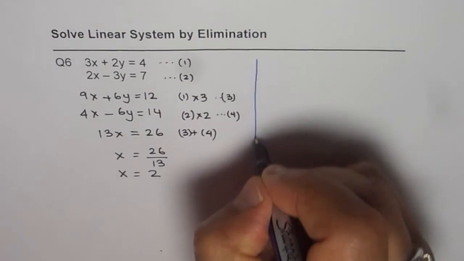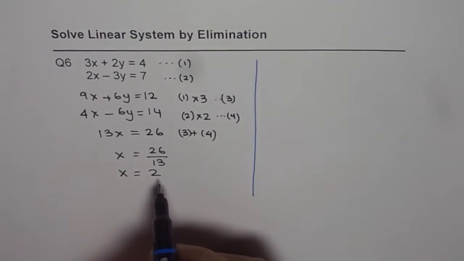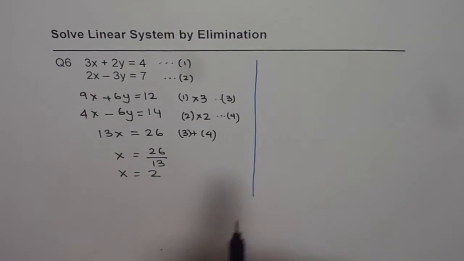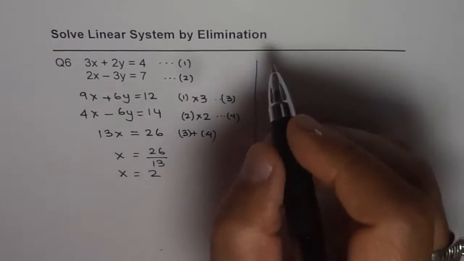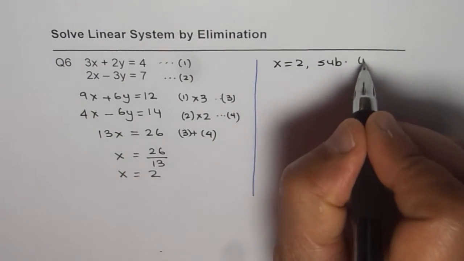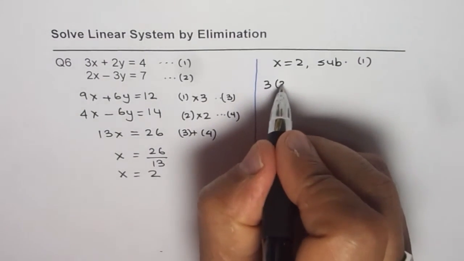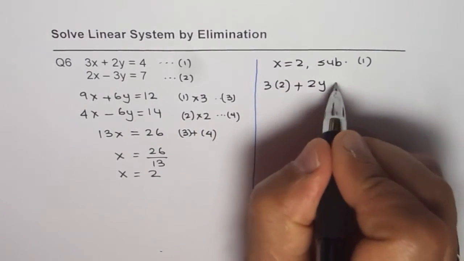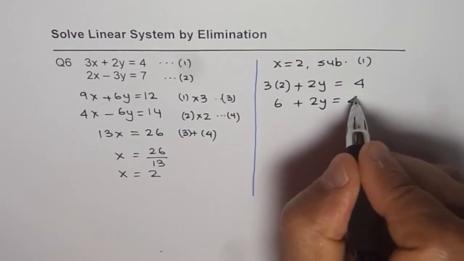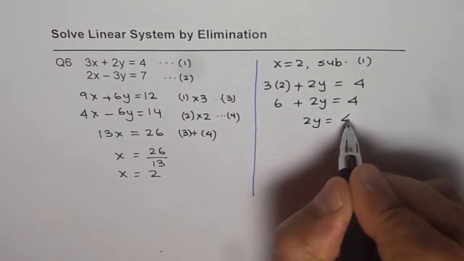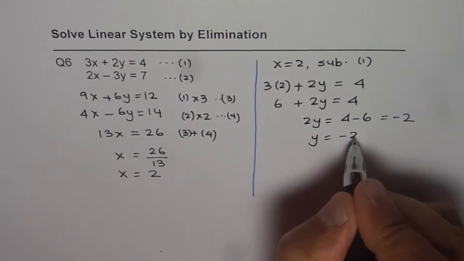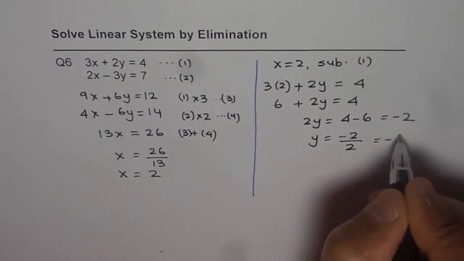Now since we know x is 2, we can substitute x as 2 in one of our equations and find the value of y, correct? So let's do that. So we know x is equal to 2. We can sub this in equation, let us say 1. In that case, we get 3 times 2 plus 2y equals to 4, which is 6 plus 2y equals to 4, or 2y equals to 4 minus 6, which is minus 2, and y is equal to minus 2 divided by 2, which is minus 1.